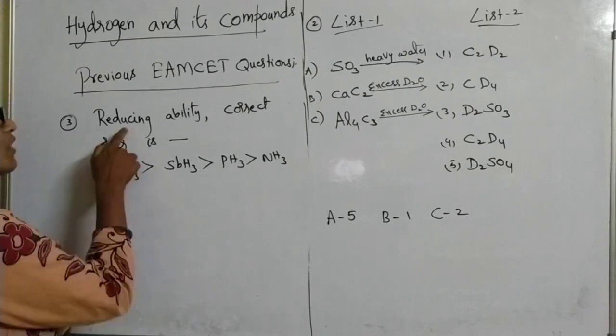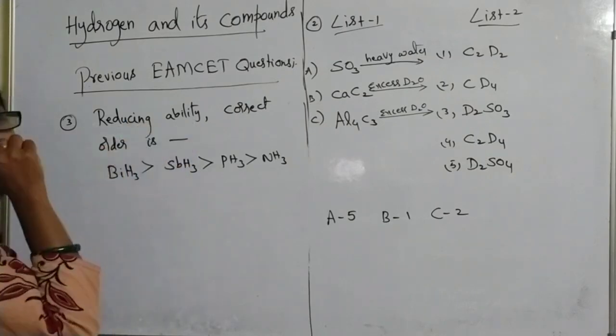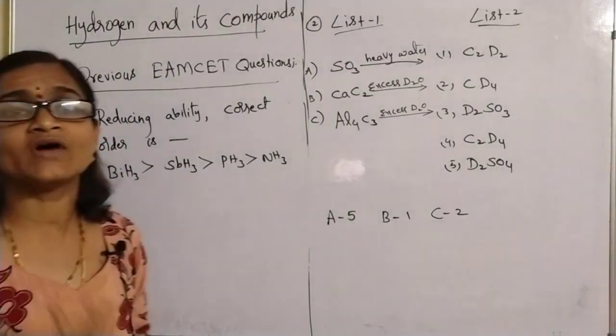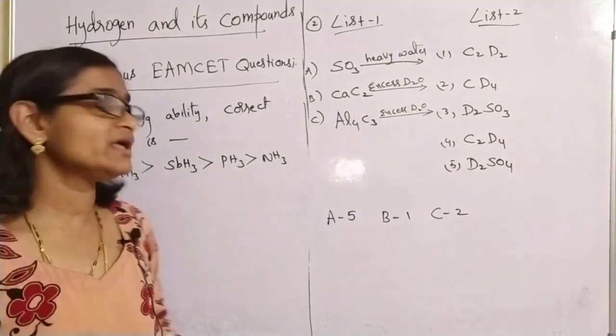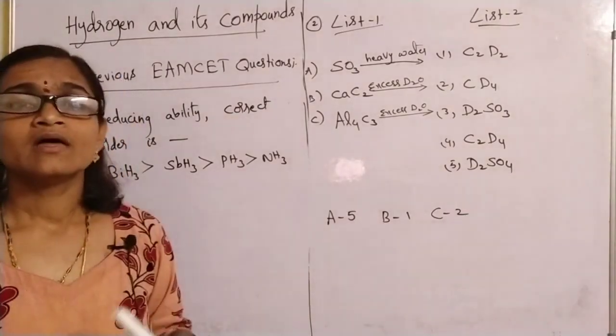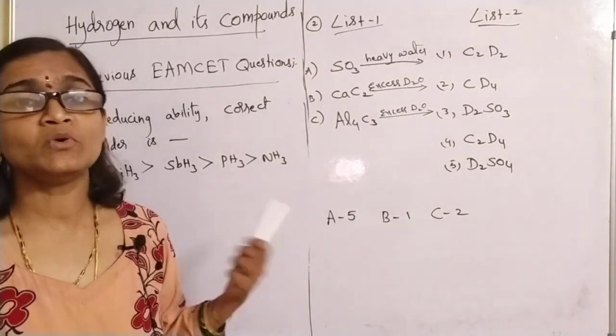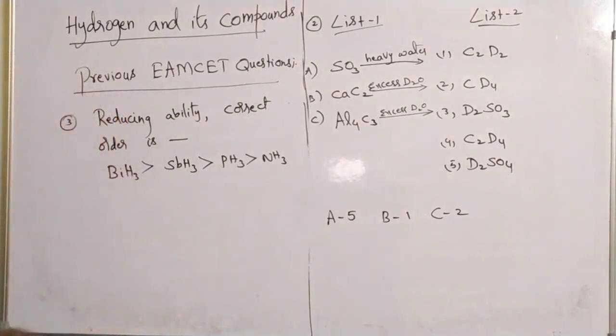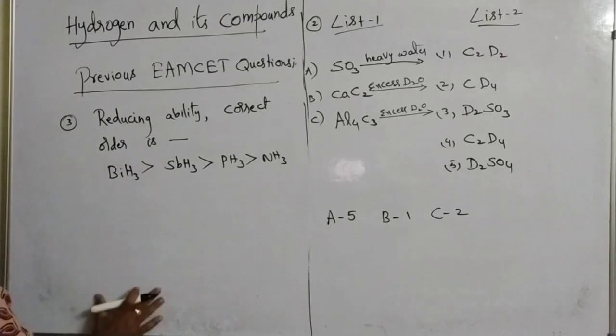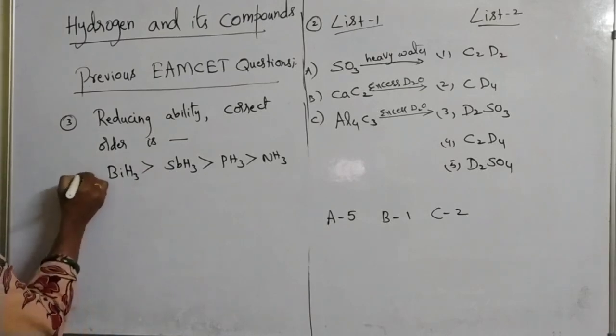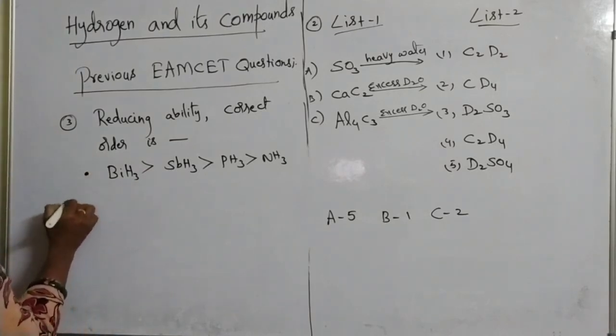Okay. So here what did they ask? Reducing ability they asked. Now, reducing character of hydrogen will be more in BiH3. It will be less in ammonia. So he asked about that order. Among the 4 options, this is the correct answer. I am not writing the 4 options, please check.